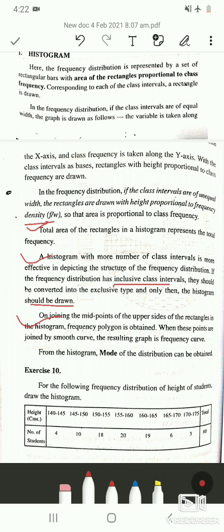And once you plot the histogram, if you join the midpoints of the upper sides of the rectangles, then we can obtain the frequency polygon. When these points are joined by a smooth curve, then the resulting graph will be the frequency curve. We will see this with examples. And from the histogram the mode of the distribution can be obtained. So mode, which we had seen in the third chapter, can also be obtained without actually calculating it, just by plotting a histogram.